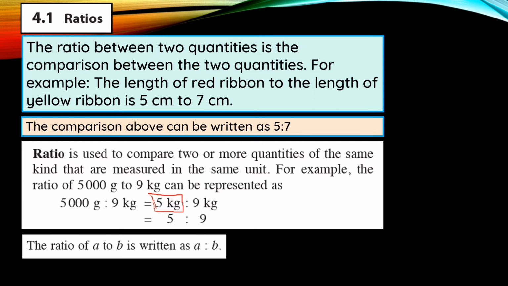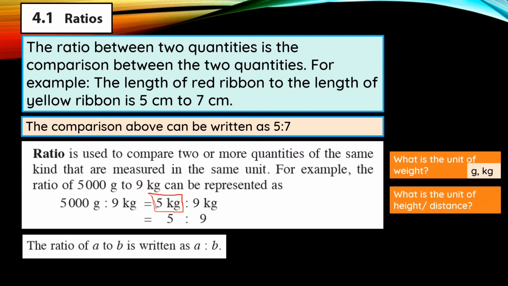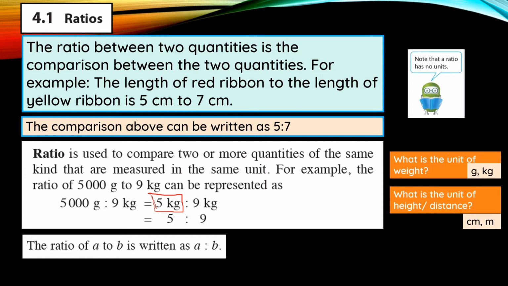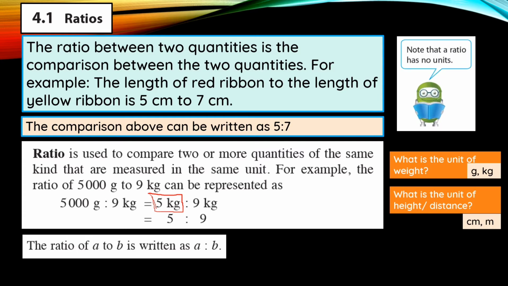The ratio of A to B is written as A:B. Let me ask you, what is the unit of weight? Yes, it is gram and kilogram. What is the unit of height or distance? Yes, it is centimeter, meter. Note that a ratio has no units.